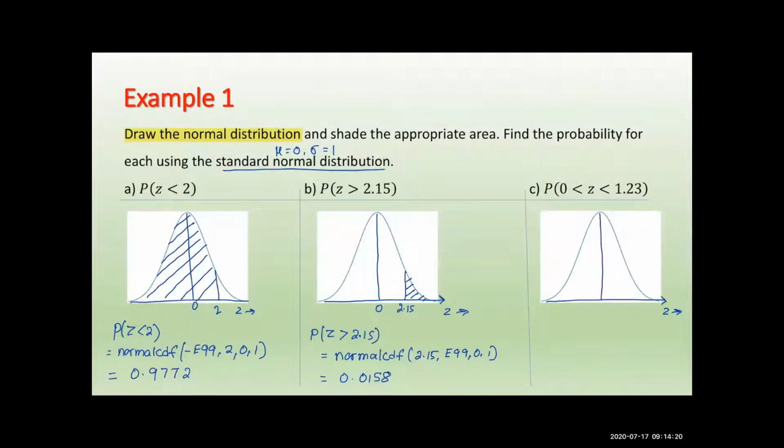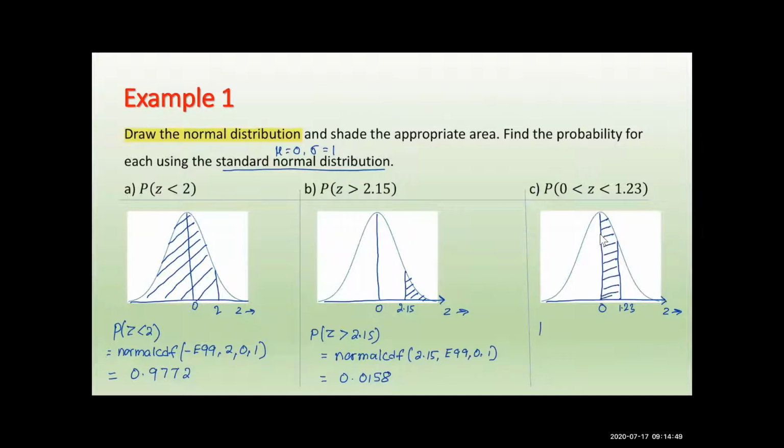So mean is here, that is your 0. We have to find that the z-score is between 0 and 1.23. So if 0 is here, 1.23 should be somewhere there. So maybe that is 1.23. We have to find the probability that z is between these two values, which is equal to that area. So it will be equal to this shaded area.